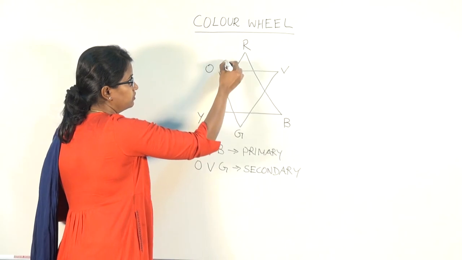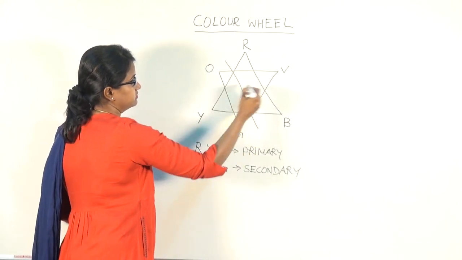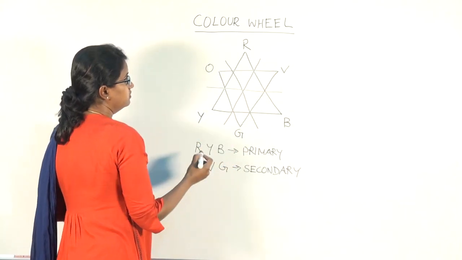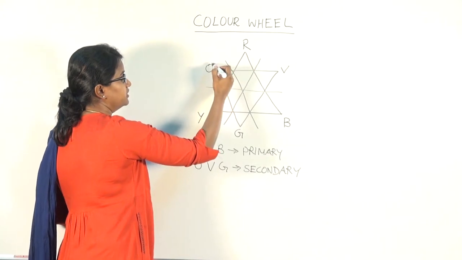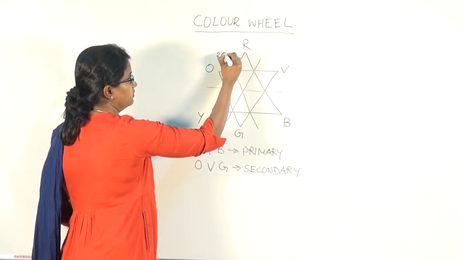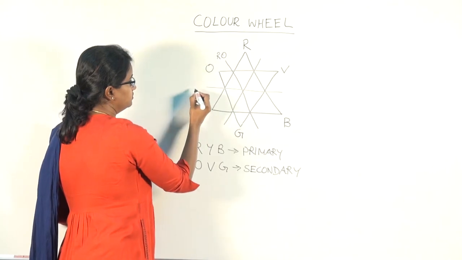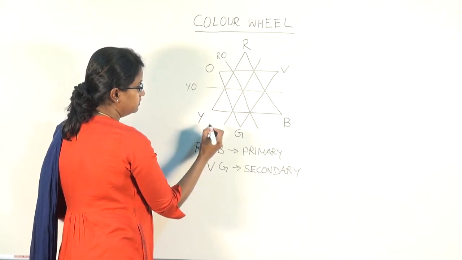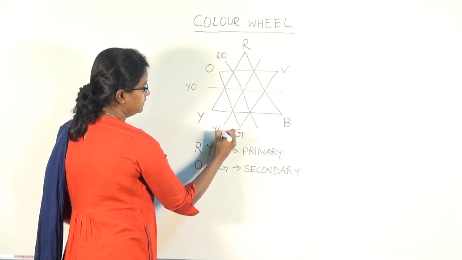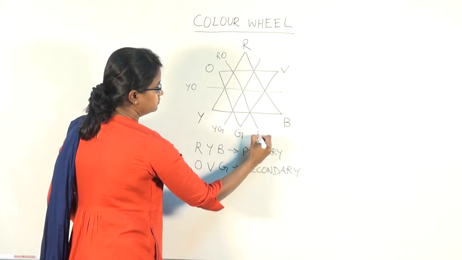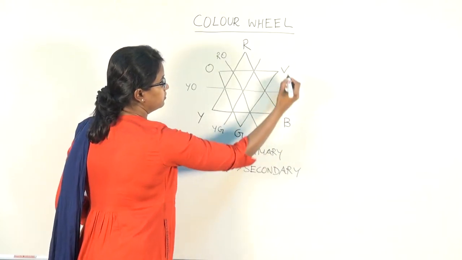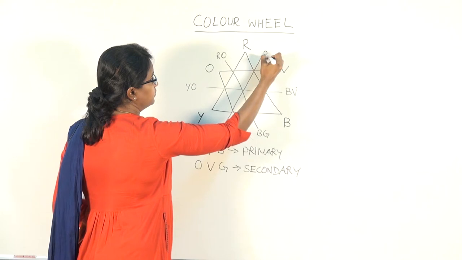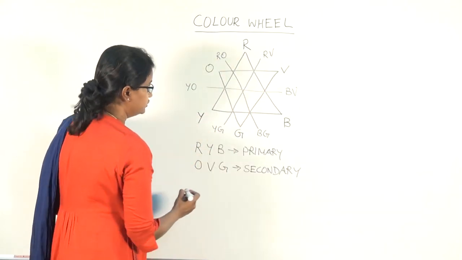Now we will draw intersecting lines like this. So red and orange mixed together gives red orange. Yellow and orange mixed together gives yellow orange. Yellow and green mixed together gives yellow green. Green and blue gives blue green. Blue and violet gives blue violet. Red and violet gives red violet. Thus we derive the tertiary colors.